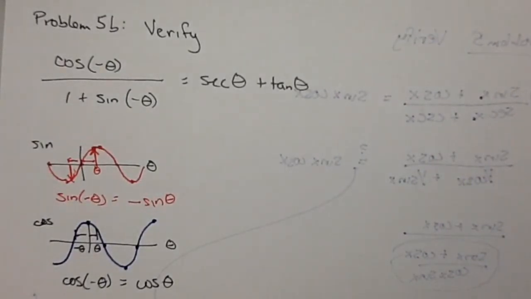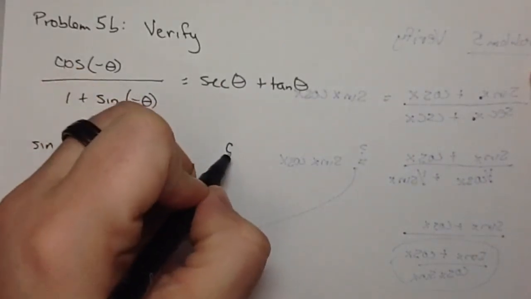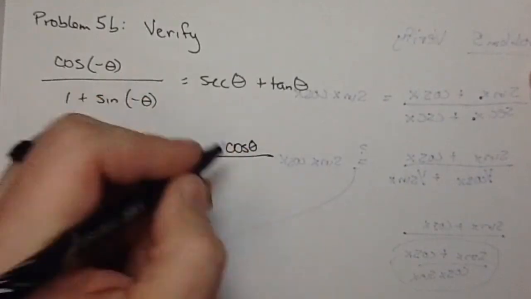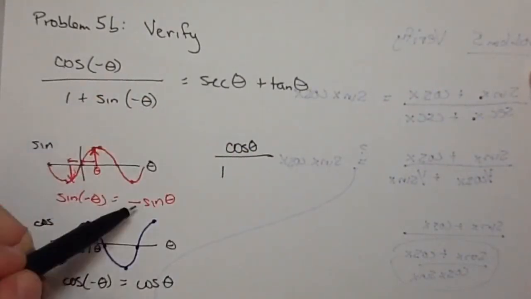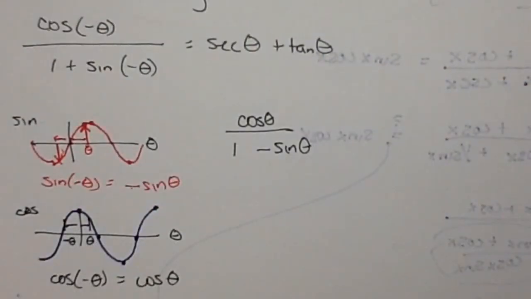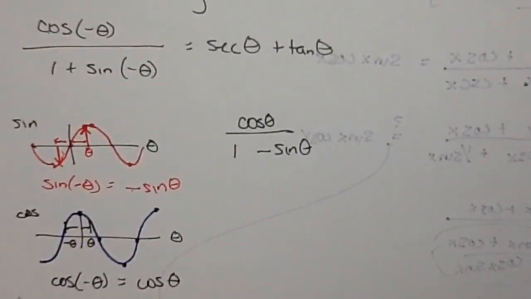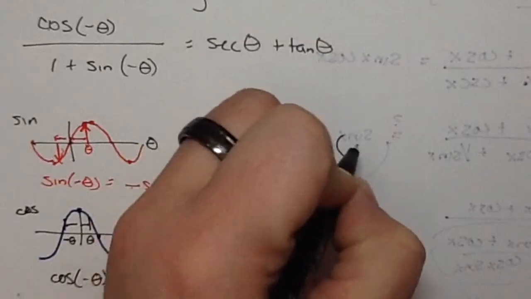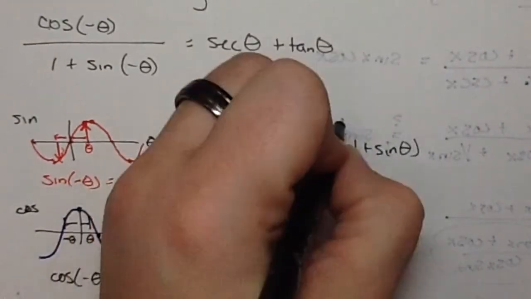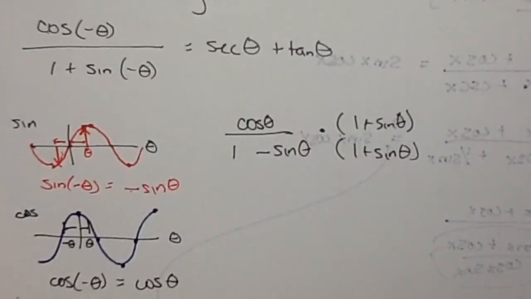All right, so knowing that, let's simplify this. Cosine of negative theta is just cosine theta. And then sine of negative theta is minus sine theta. So this reminds me of the identity of 1 minus sine squared equals cosine squared. So I'm going to multiply the top and the bottom by 1 plus sine theta to make this look a little better.